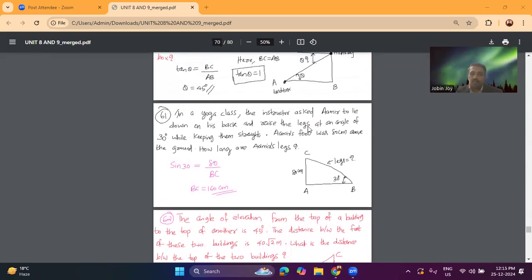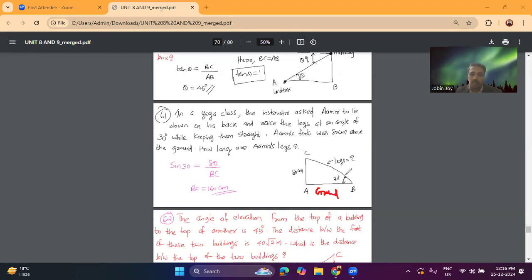Another question is, in a yoga class, the instructor asked Amir to lie down on his back and raise the legs at an angle of 30 degrees while keeping them straight. So these are the legs, and this angle is 30 degrees. Amir's foot was 80 centimeters above the ground. This is the ground and this height is 80 centimeters.